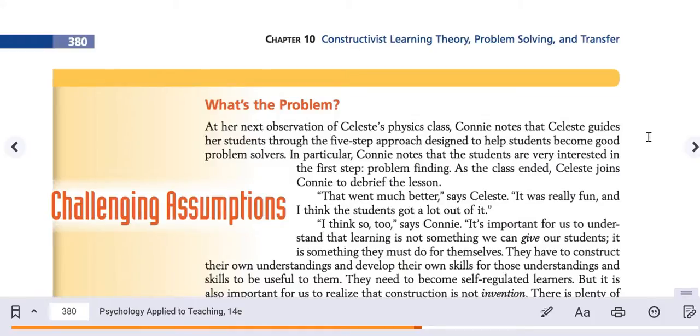Challenging assumptions. What's the problem? At her next observation of Celeste's physics class, Connie notes that Celeste guides her students through the 5-step approach designed to help students become good problem solvers. In particular, Connie notes that the students are very interested in the first step, problem finding. As the class ended, Celeste joins Connie to debrief the situation. That went much better, says Celeste. It was really fun, and I think the students got a lot out of it.